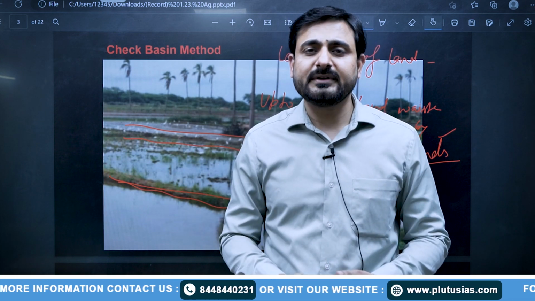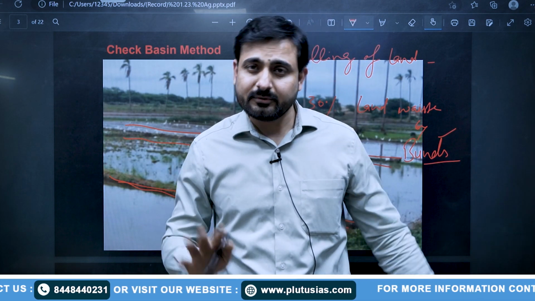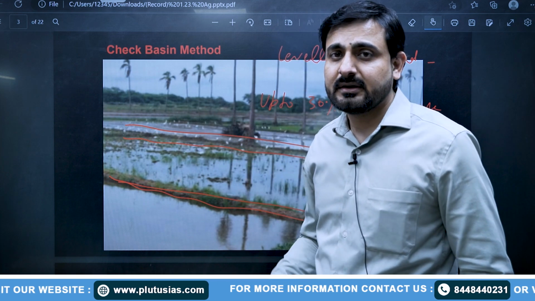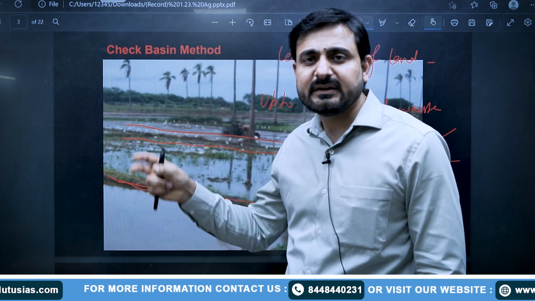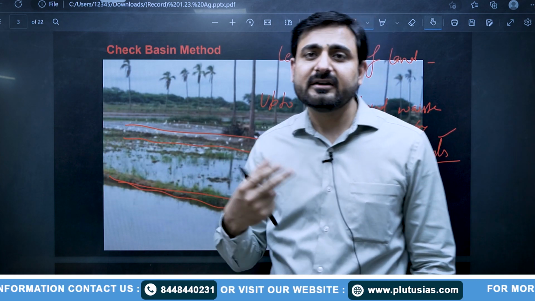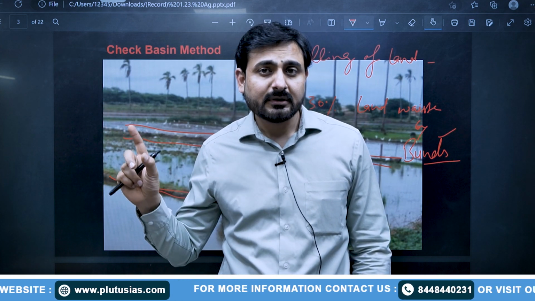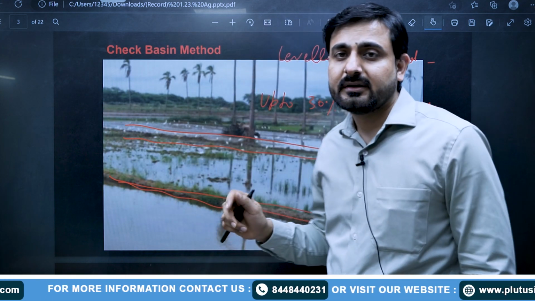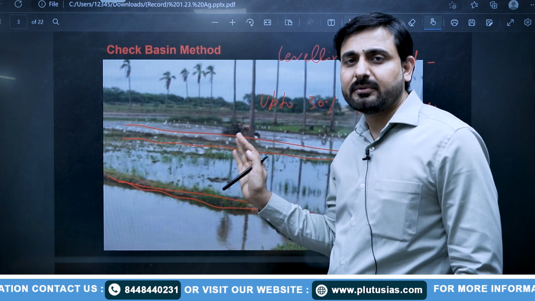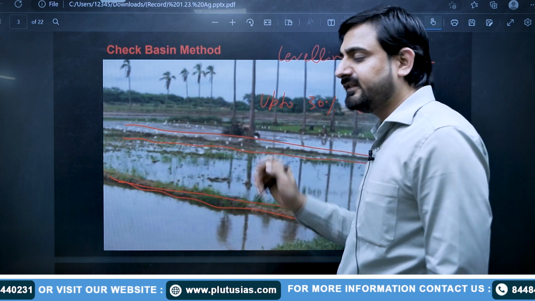Preparation of the field means your crop is likely to be delayed for a certain time period. Further, developing various bunds requires a large amount of labor. You need to spend more money, so it is more costly. But generally, the efficiency of water is better than surface irrigation.